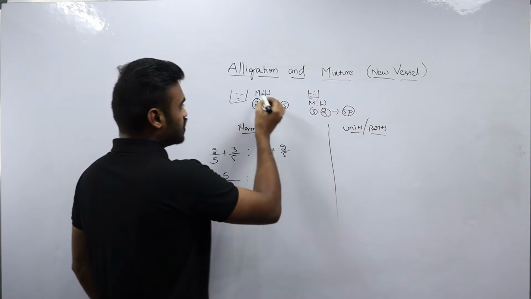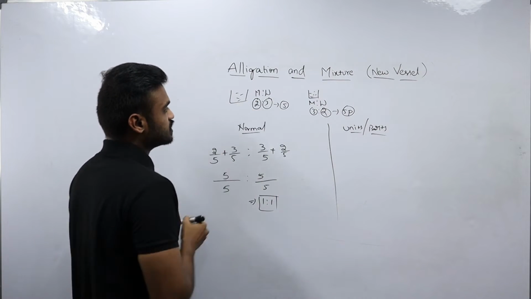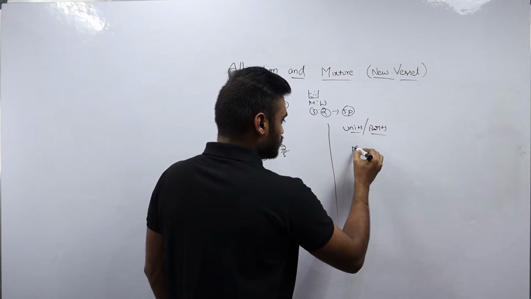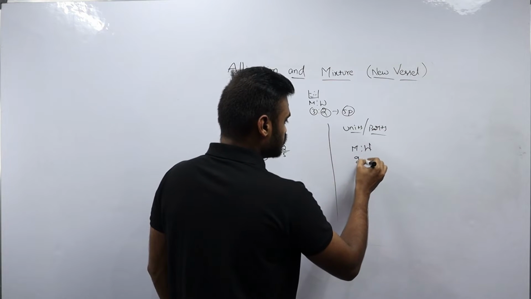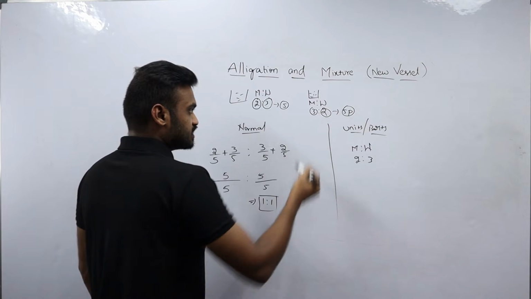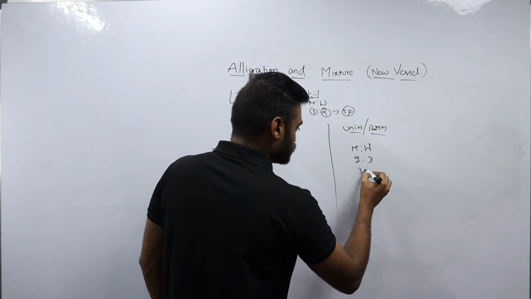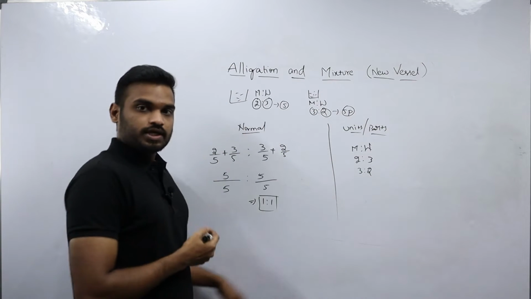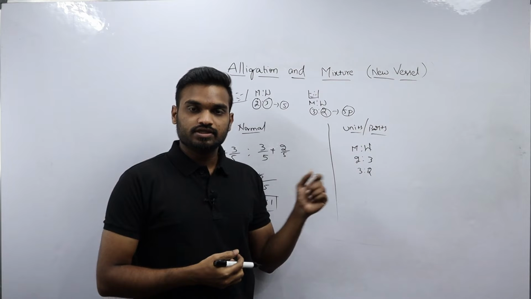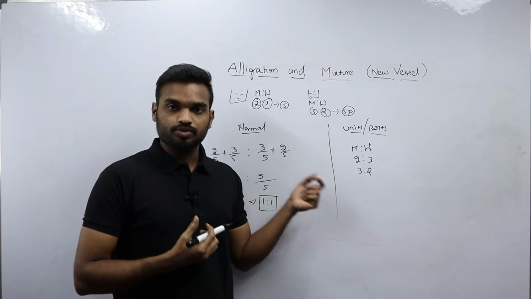Okay, see here, in the first quantity, that is in the first mixture, the ratio of milk to water is 2:3, right? In the second vessel, the ratio is 3:2. Now, in order to mix these two quantities, the number of parts in both vessels needs to be the same.